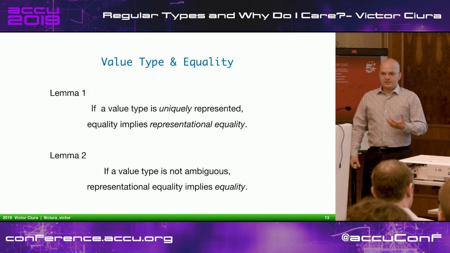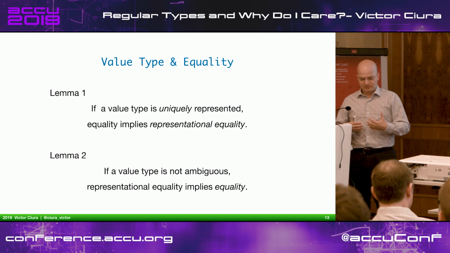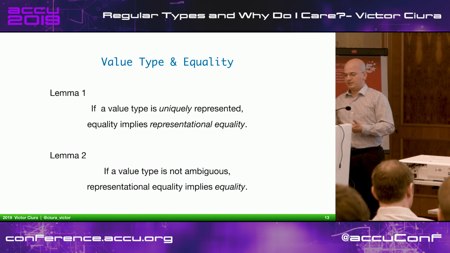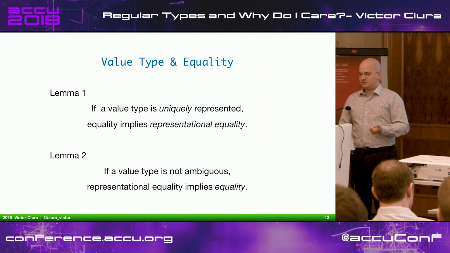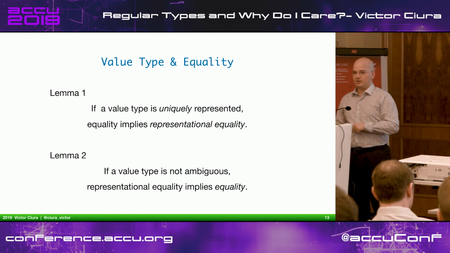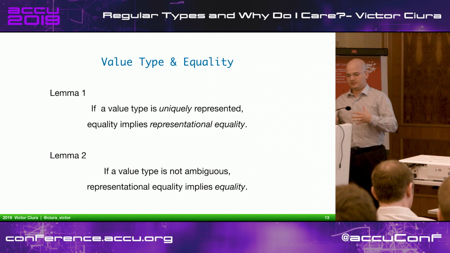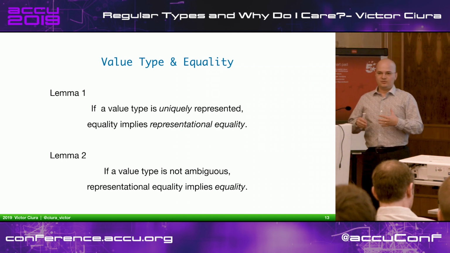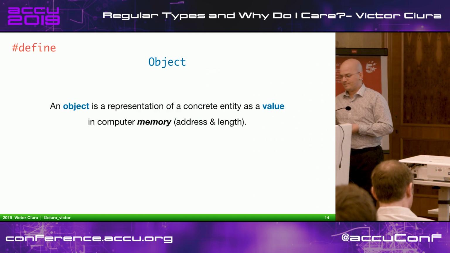On value types and equality, we need to be very strict here when we build up our assumptions and what we mean when we work with values. A value type is uniquely represented. If it's uniquely represented, equality implies representation equality in memory. If a value type is not ambiguous, representation equality means equality. And we're going to spend some time today talking specifically about equality and what it means to define equality. And we'll see that it's not such an easy concept to define.